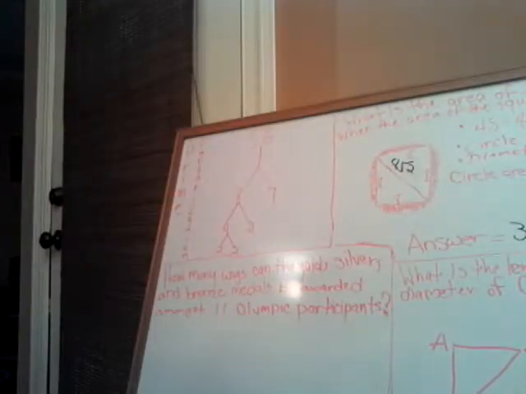Okay, for the next problem, which asks, how many ways can the gold, silver, and bronze medals be awarded amongst 11 Olympic participants? I will first have to guess what type of problem this is and what type of formula I would need to use. And I can tell that this is a permutations type problem because permutations problems ask how many ways can something be arranged in a particular order. So as you can see, gold, silver, and bronze, that's that order: first, second, last place. And there are 11 Olympic participants.